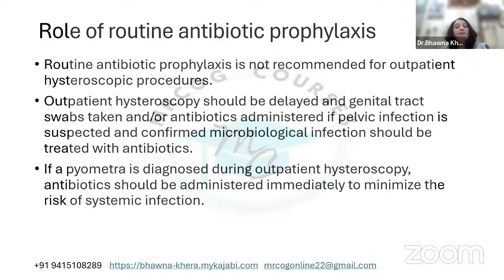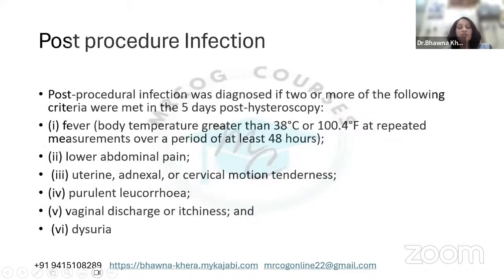But if you suspect that there is an infection, then of course you can go ahead with antibiotic prophylaxis. If a pyometra is diagnosed any time during the outpatient hysteroscopy, antibiotics should be administered immediately to minimize the risk of systemic infection. Because pyometra, you will largely find in postmenopausal women where you are suspecting malignancy. In these cases, as you put in the hysteroscope, there is a high probability of it getting disseminated, so we need to give immediate antibiotics to these patients.